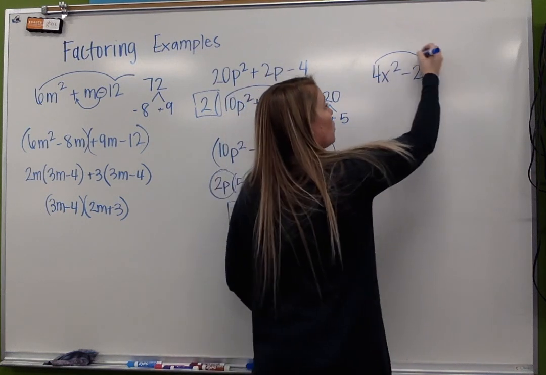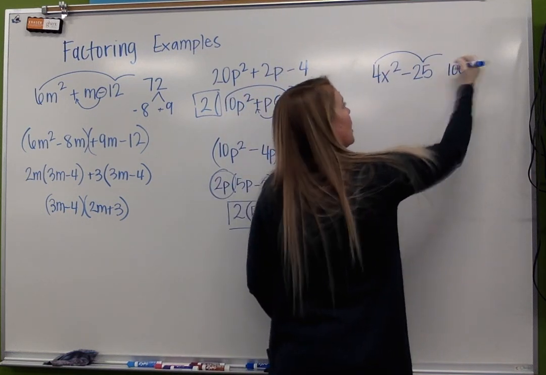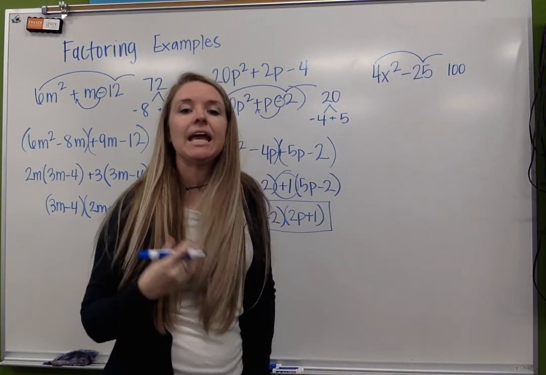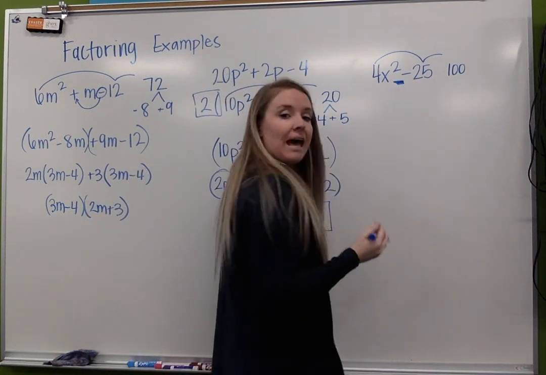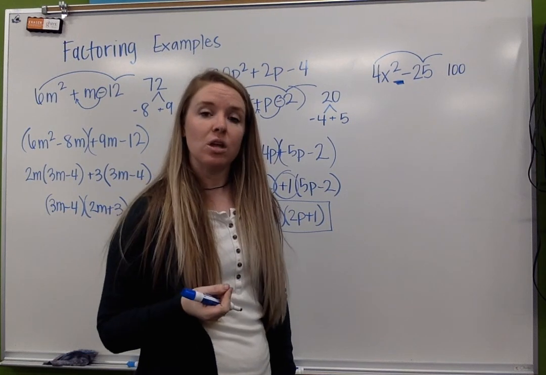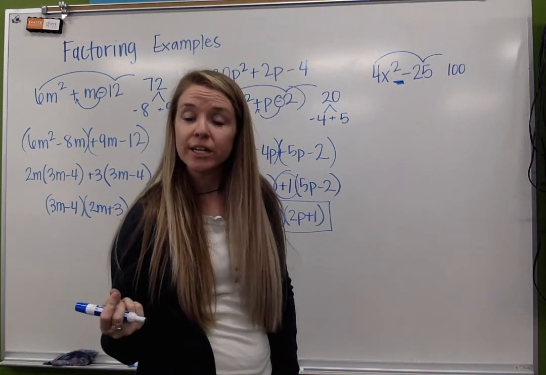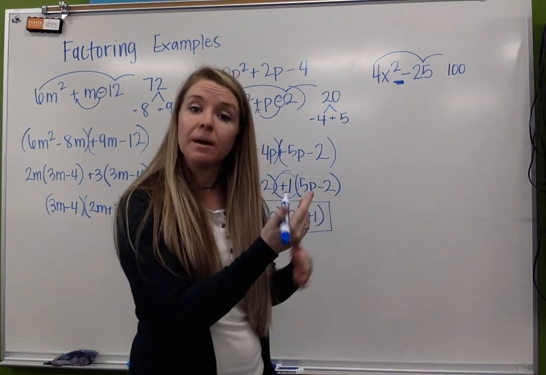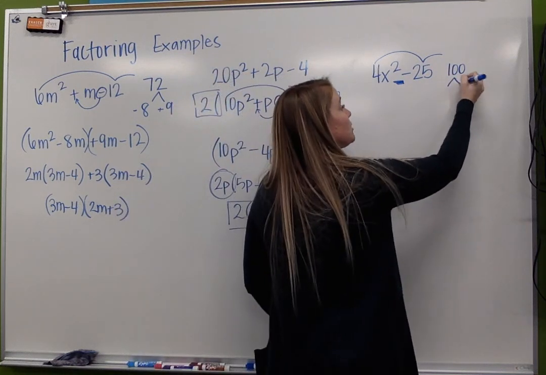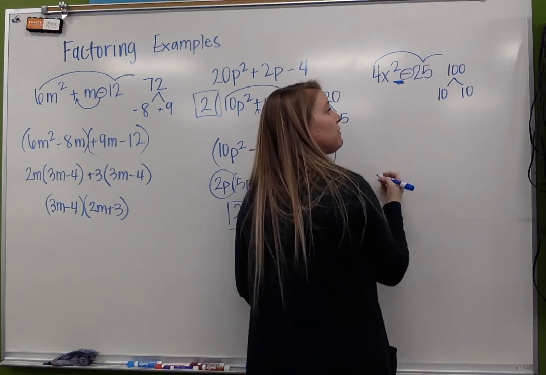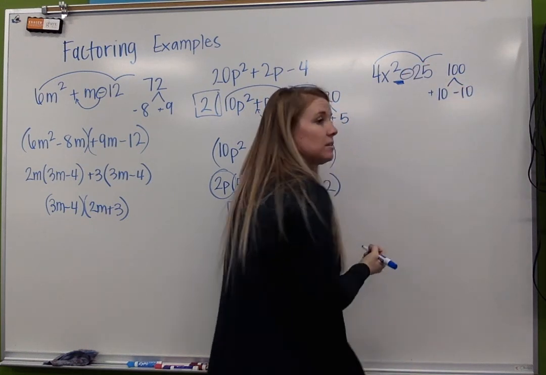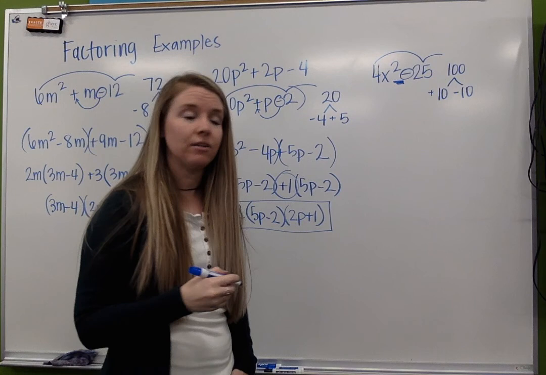So I'm going to take 4 times 25, and I get 100. Because there's no middle term, that middle term equals 0. So I'm going to find the factors of 100 that will equal 0 when we combine them. So the factors of 100 are 10 and 10. It's a negative 25, so opposite signs. One is positive, one is negative.